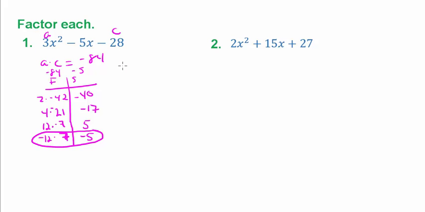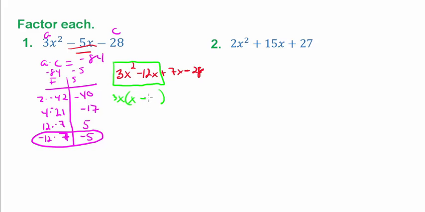So the first thing we do is we break up the 5x in the original trinomial. What I mean by that is we are going to take 3x squared, and we are going to split up the negative 5x into negative 12x and positive 7x. Now, if you combine those two, you get back to negative 5x, and then minus 28. From here, we are going to factor the GCF from the first two terms only. The GCF from the first two terms happens to be 3x. When you factor 3x, you have x minus 4.